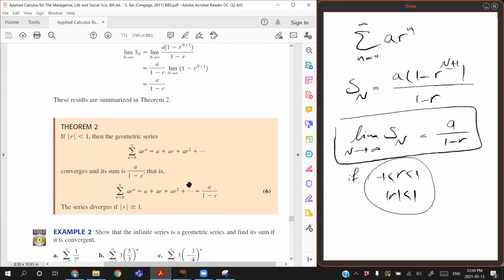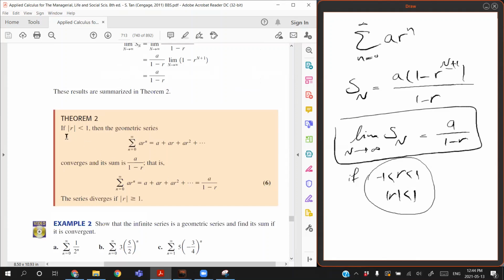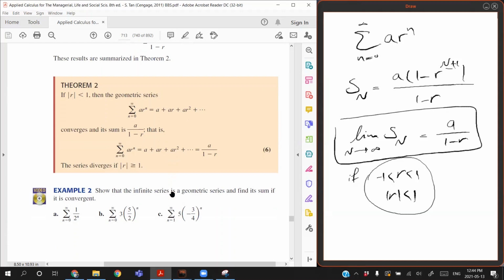And thus you have this theorem. If the absolute value of r is less than 1, in other words, if r is somewhere between -1 and 1, it doesn't work for equal 1 or equal -1. It won't work for that. But as long as it's between -1 and 1, then this geometric series is going to converge to a over 1 minus r. And the moment r is 1 or -1 or anything greater than 1 or anything less than -1, the series will diverge.